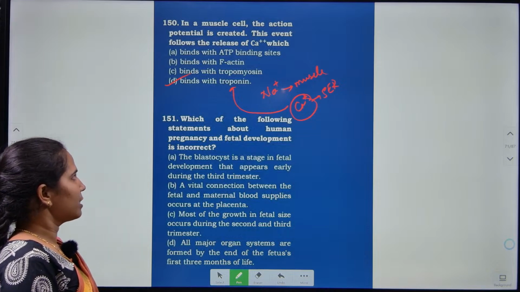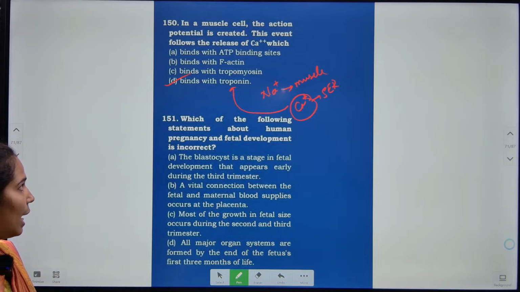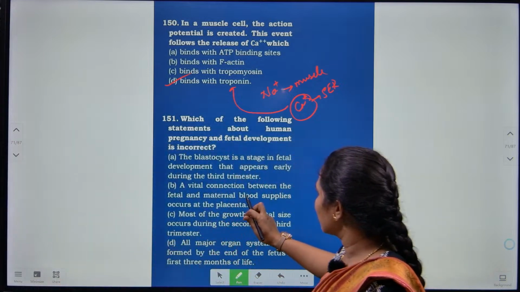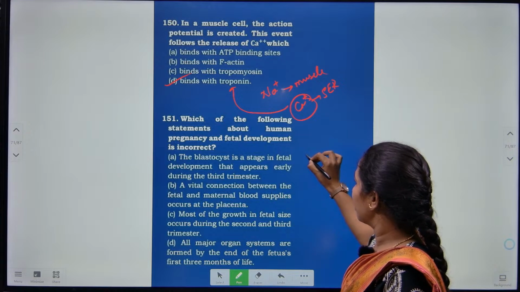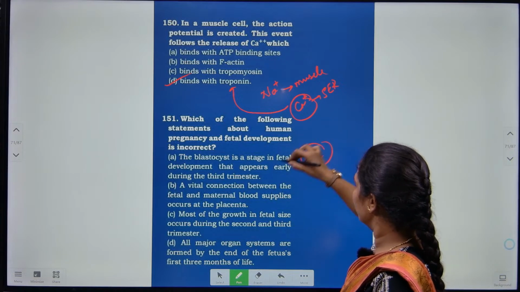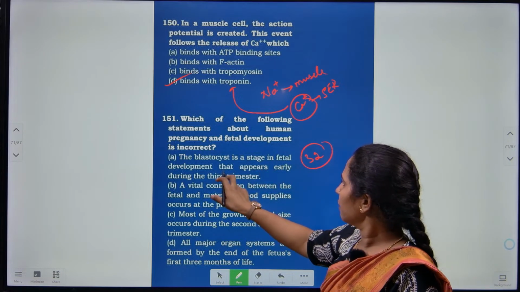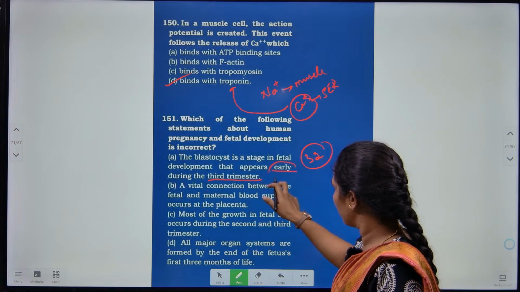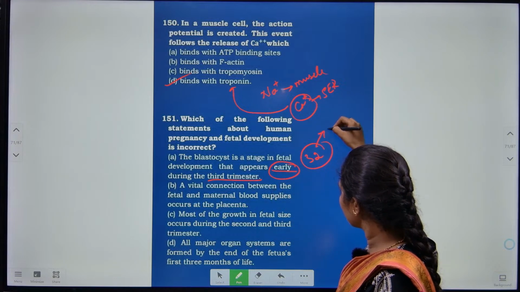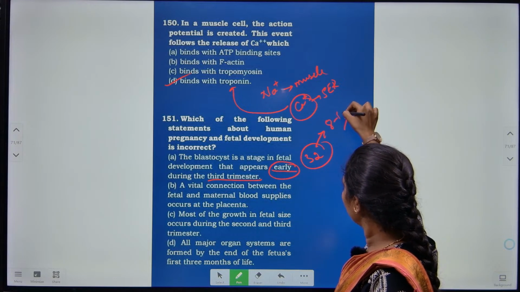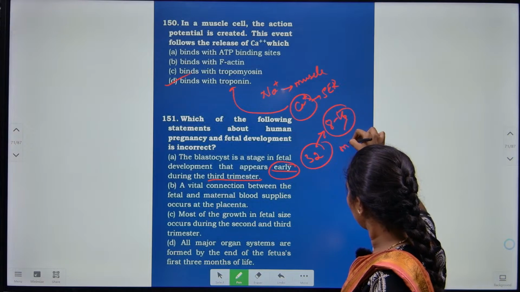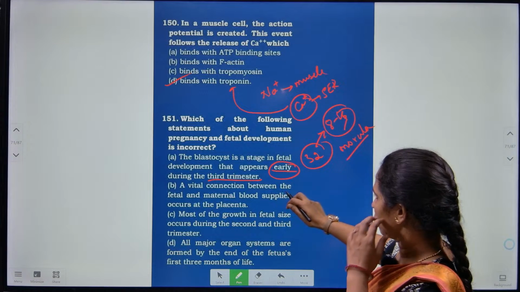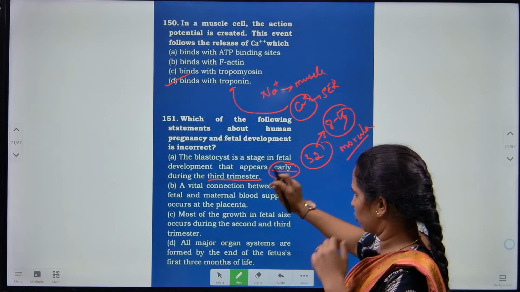Which of the following statements about human pregnancy and fetal development is incorrect? So here the blastocyst, the blastula, which is about 32 blastomeres, in fetal development that appears early during the 3rd trimester, it is not going to appear early. Before this there is a morula of the 8 to 16 cell stage. So morula is the early embryo which is going to occur, it is not the blastula.